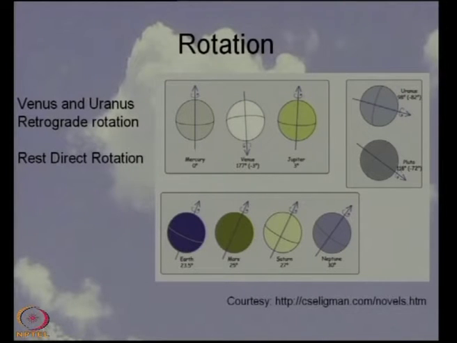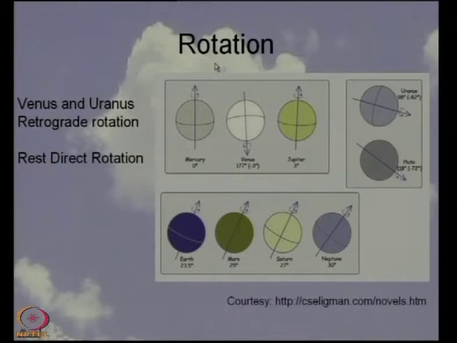So, this picture, the source is given over here. This picture shows you how the planets rotate. The rotation axis of the Earth is slightly tilted with respect to the vertical of the solar system. You can see it here. It makes an angle of 23.5 degrees.